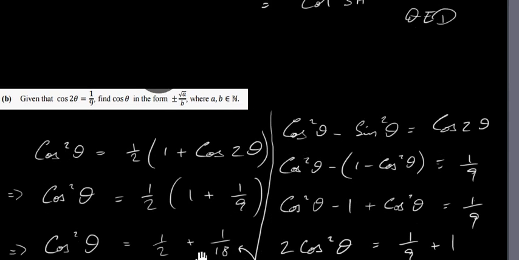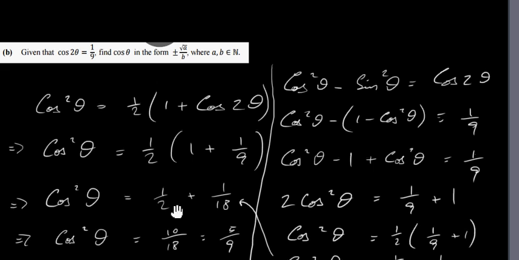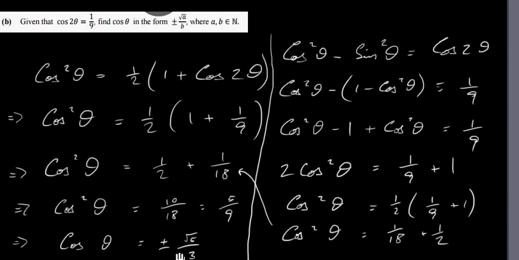Multiply out the brackets. Half times 1 is a half. Half times 1/9 is 1 over 18. Add 1 half and 1/18. You get 10 over 18, which is 5/9. Get the square root of both sides. So the square root of both sides is plus or minus. On the left hand side it's cos theta. The right hand side is plus or minus root 5 over root 9, which is 3. That's it.